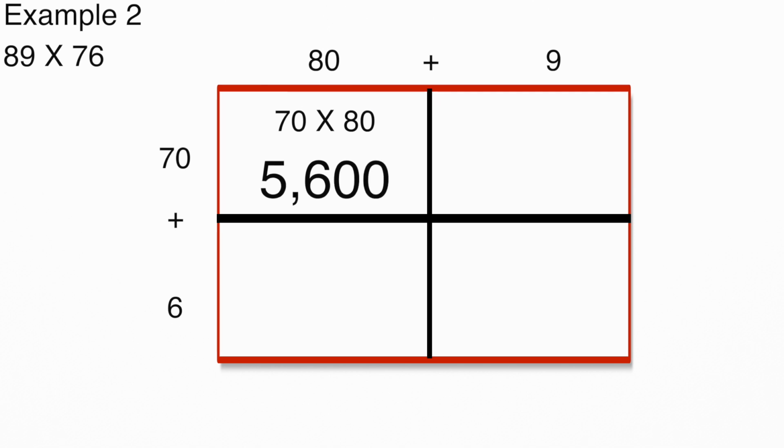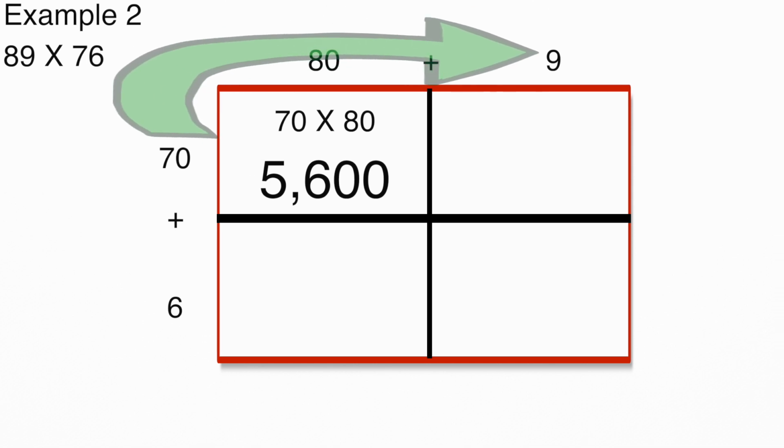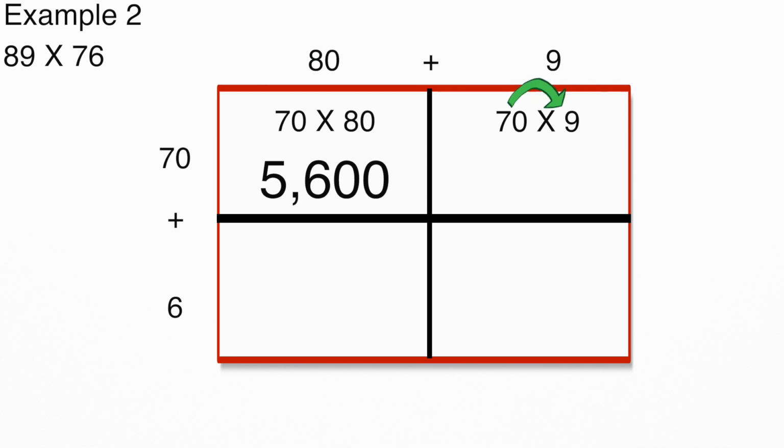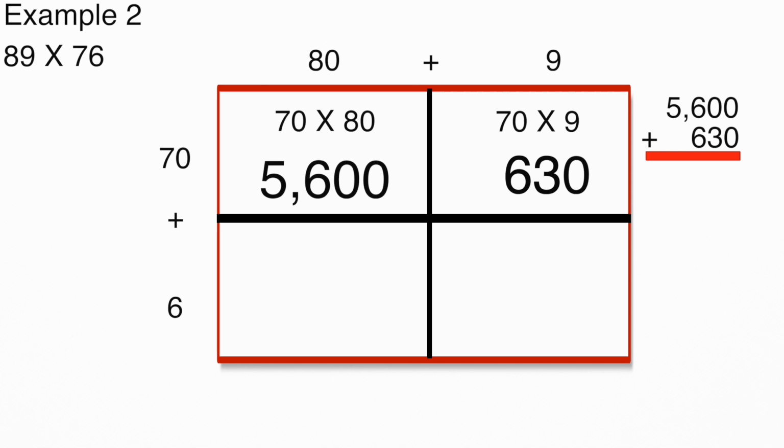Now I move on to my next problem. I have 70 times 9, and now I can write that problem inside my box. 7 times 9 is 63, and then I add my 10. Now I add my 2 products. I have 5,600 and 630. 0 plus 0 is 0. 0 plus 3 is 3. 6 plus 6 is 12, so I put my 2 here in the hundreds place and 1 in the thousands place. Now I have 5 plus 1, which is 6. The sum of my 2 products at the top is 6,230.